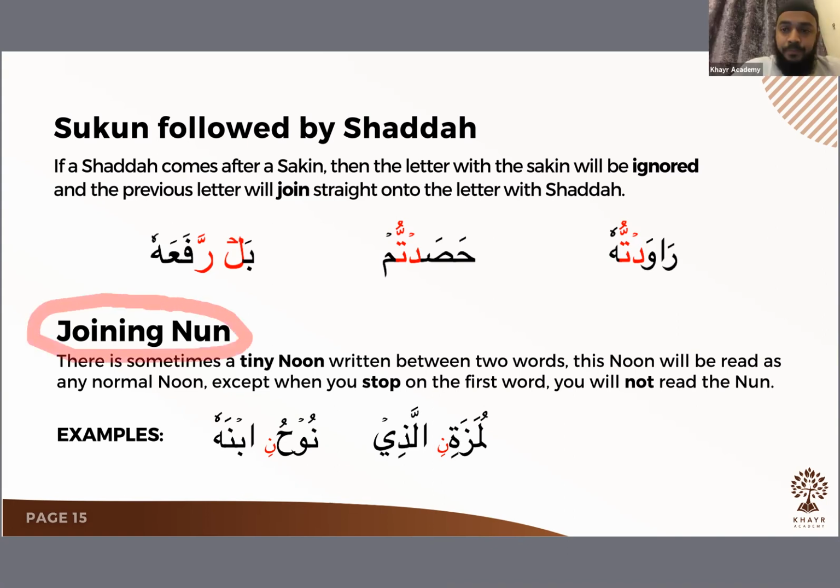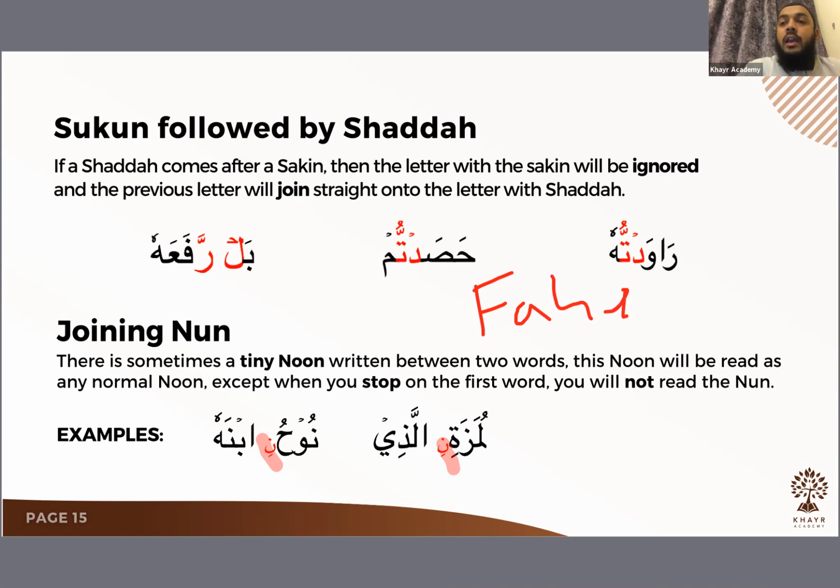In the Quran, sometimes there is another thing we have to know: the joining noon. What is a joining noon? This small noon. Just imagine that you wrote your name. Imagine brother Fahim wrote his name, H-E, and then M, so he forgot to write two E's. What he does is put a small line, then put another small E on top. That's what people normally do.